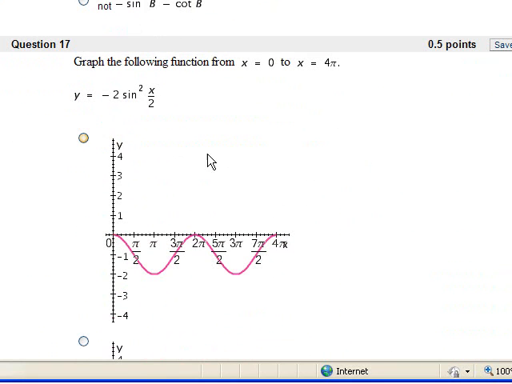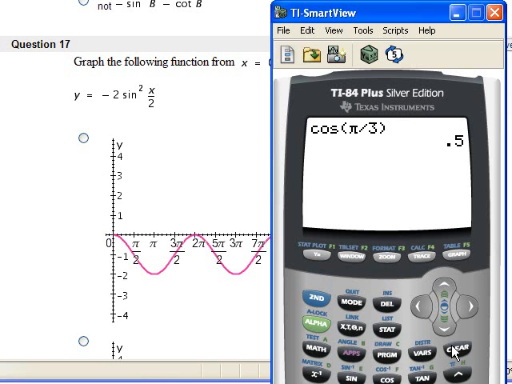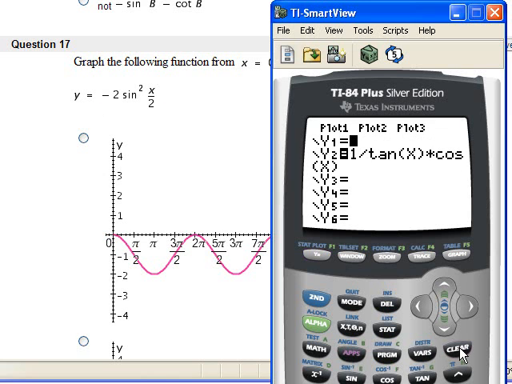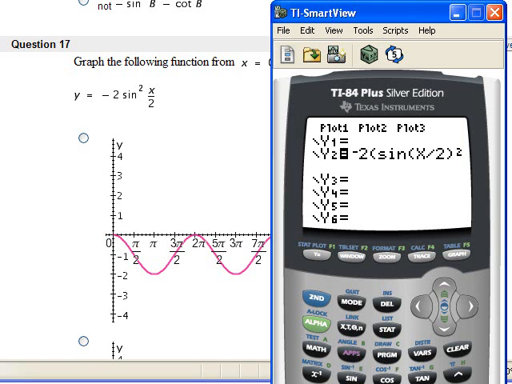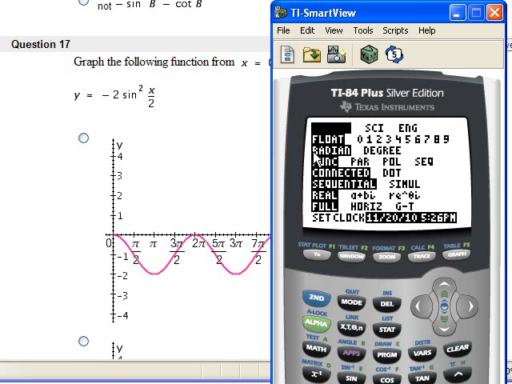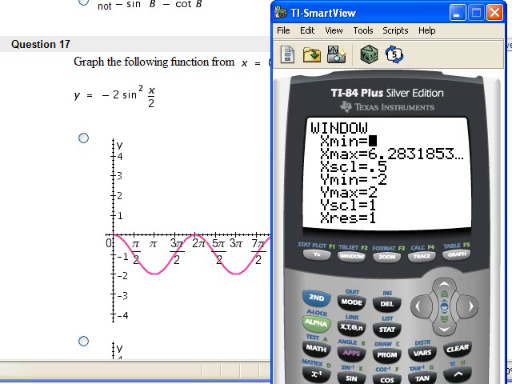Okay, number 17, graph the following function from 0 to 4 pi, y equals -2 sine squared x over 2. So I'm going to use the graphing calculator and type that in there. -2 sine, I'm going to put parentheses around sine x over 2, and this is where I put the square. That's how the calculator accepts it. Then I'm going to go to mode, see that I'm in radians, and go to window, 0 to 4 pi it says.